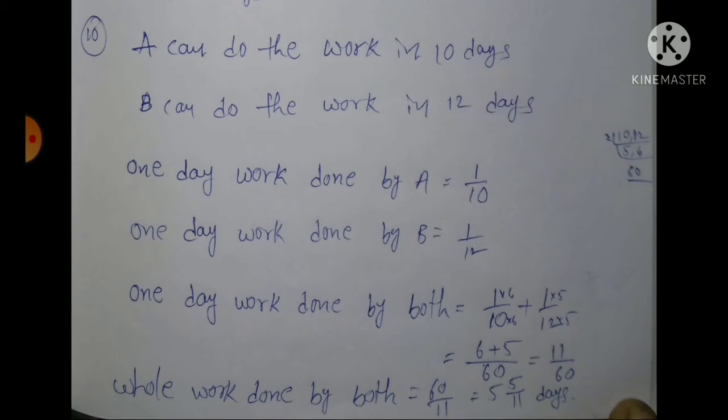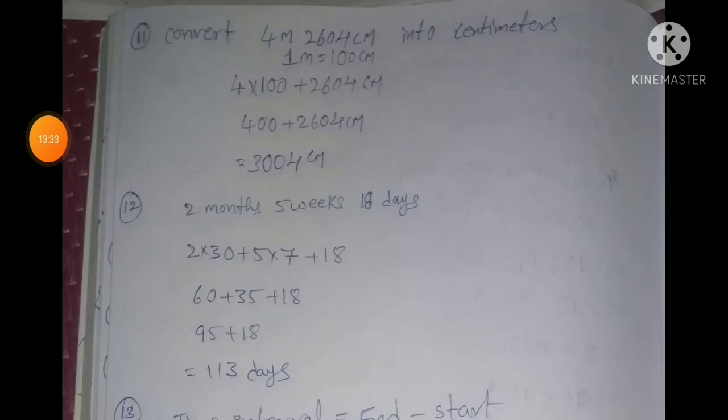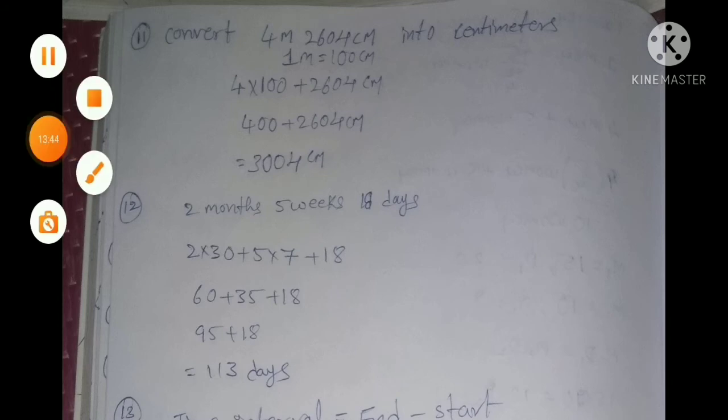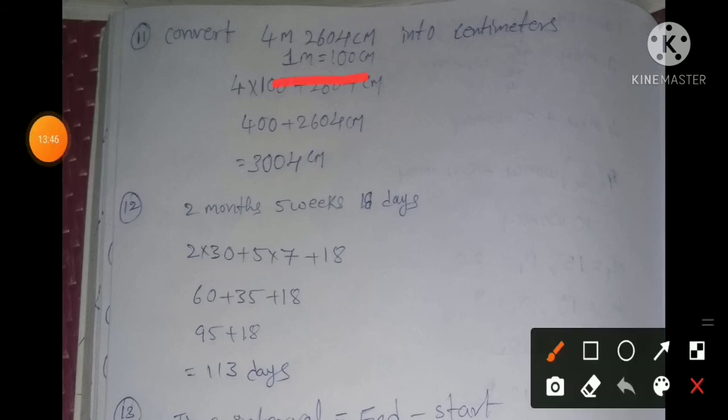The next question, convert 4 meters 2604 centimeters into centimeters. So 1 meter equal to, we know, 100 centimeters. So 4 into 100 plus 2604 centimeters. So 400 plus 2604, that is nothing but 3004 centimeters is the answer.